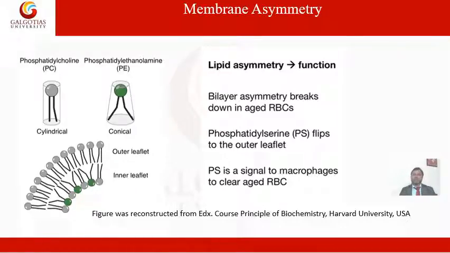Apart from phosphatidylcholine and phosphatidylethanolamine, there is another molecule called phosphatidylserine. Phosphatidylserine is present on the inner surface of the cell membrane and can flip from the inner to the outer surface, and such a movement is called flip-flop movement. So flip-flop movement is another important property of the fluid mosaic model. Phosphatidylserine is a signal to the macrophage to clear the aged RBC. So there are many properties of the cell membrane that can be explained with the help of the fluid mosaic model.